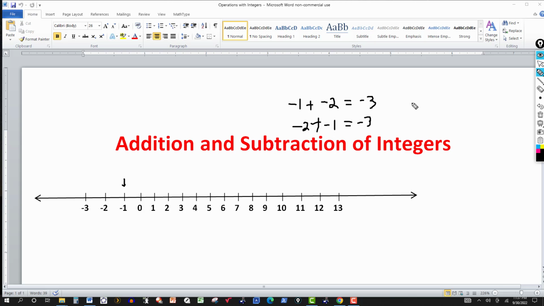It's important to note then that just like with real numbers, regular numbers, if you add two integers, a plus b, a could be positive or negative, b could be positive or negative. Doesn't matter where you start on the number line. So a plus b would be the same thing as b plus a.